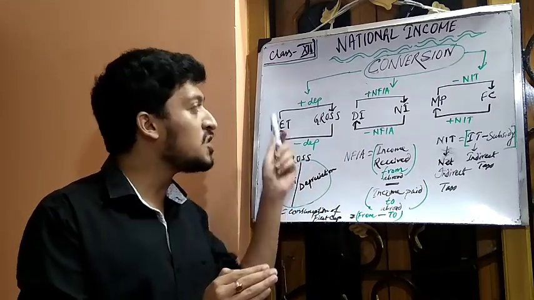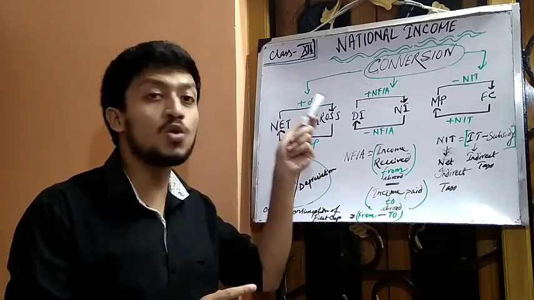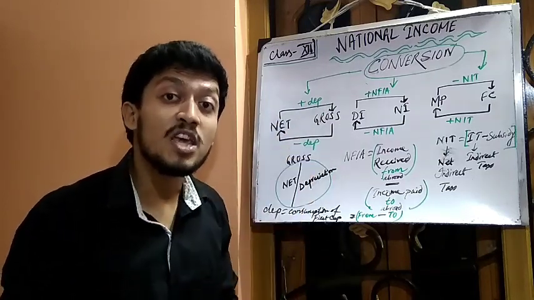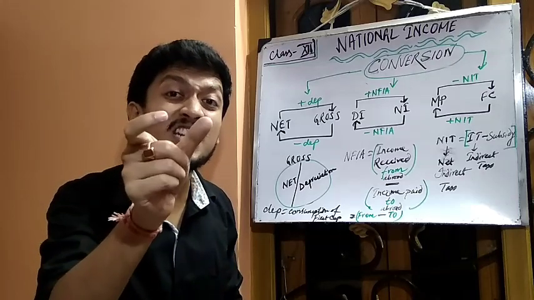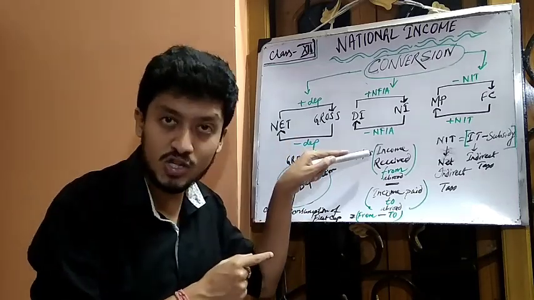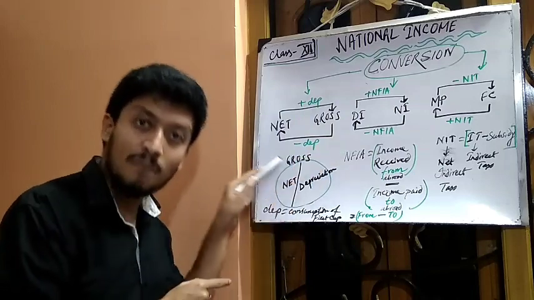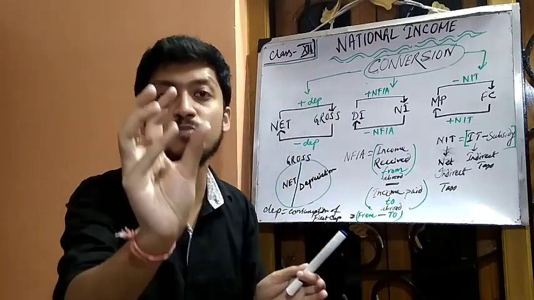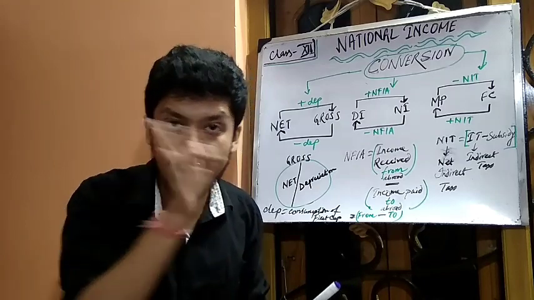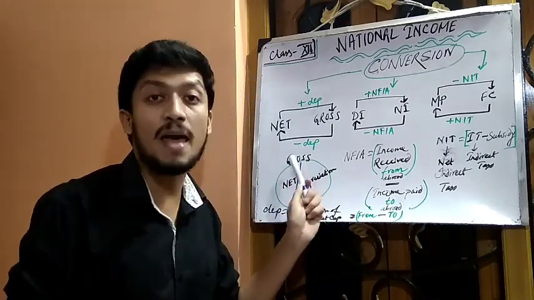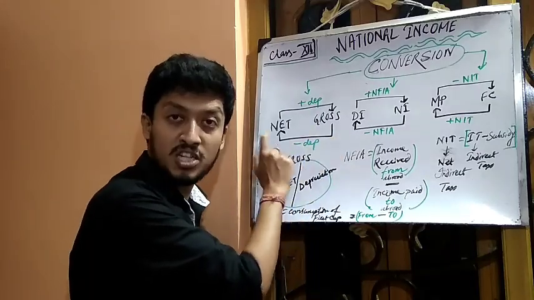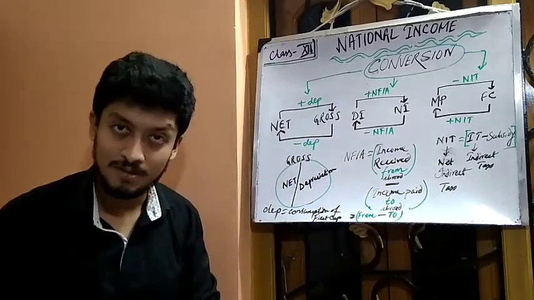So from net to gross, when you go, what do you need to add? Depreciation. You just need to add depreciation to net to get gross. And when you come from gross to net, from a big one to a smaller one, you need to subtract something. So what do we subtract? Depreciation. So from gross, if we subtract depreciation, you are going to get net.